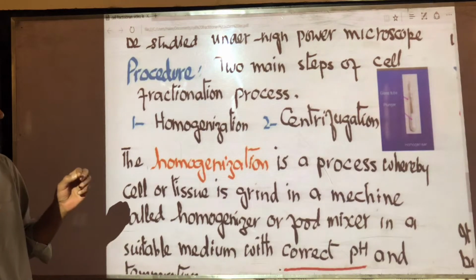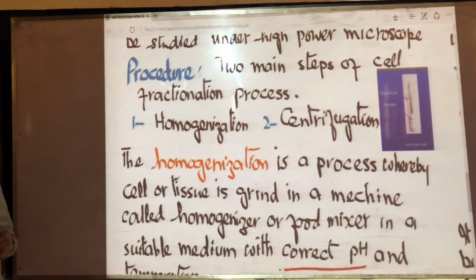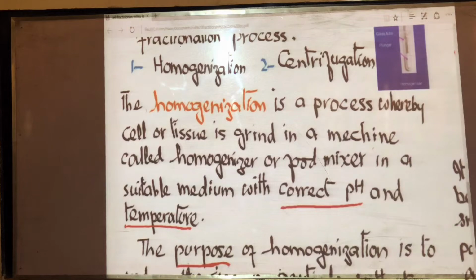In fact, there are two main steps of cell fractionation process. The first one is homogenization, while the second one is centrifugation. Homogenization is a process whereby cell or tissue is ground in a machine called homogenizer or food mixer in a suitable medium with correct pH and temperature.